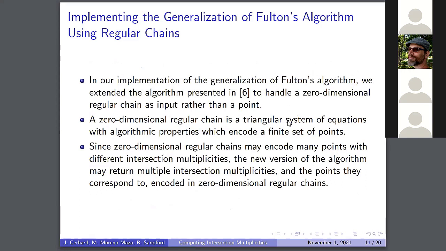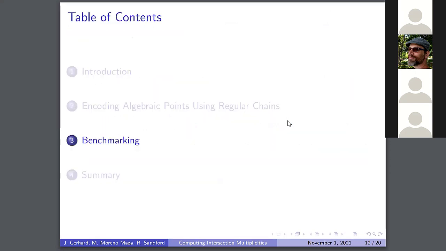So now we adapt the theory of this algorithm to handle a system of polynomial equations rather than a tuple of numbers. In doing that, because these zero-dimensional regular chains encode multiple points, those points could have multiple intersection multiplicities. So now instead of returning a number, in our new extension of this algorithm, we have to return the intersection multiplicity as well as the points they correspond to, given by another zero-dimensional regular chain. So that was the first thing we did.